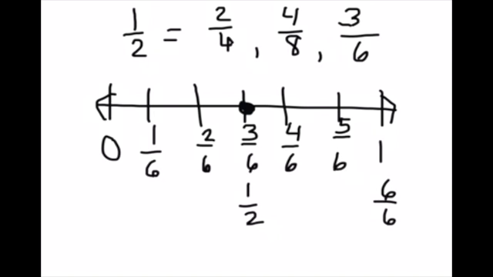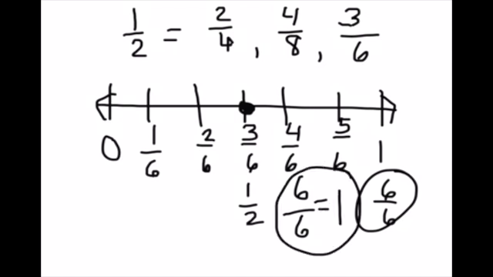Also, something I want you to notice is 6/6 right here. When our numerator and denominator are the same, what number is that the same as? 1 whole. That's why it's at the end of our number line.